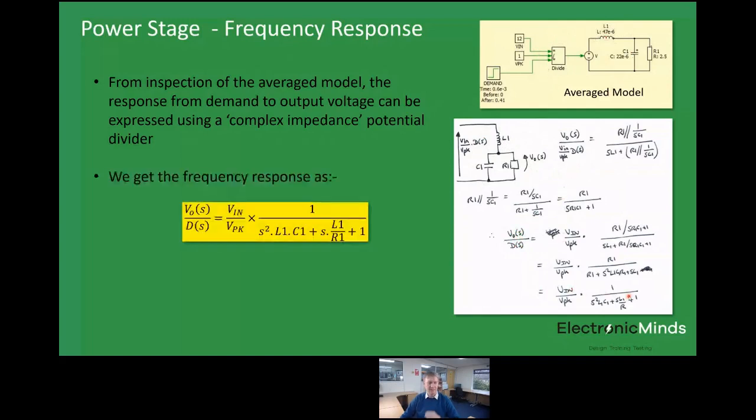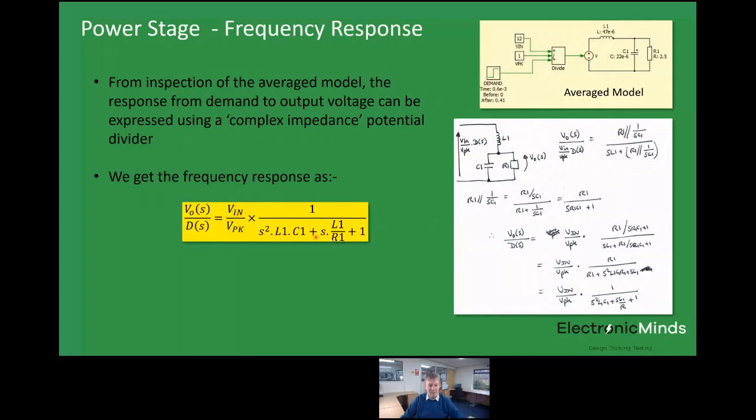And I've put that here just to make it a little bit clearer so you don't have to read my handwriting. You can see that we now get a frequency response given by this expression that you can see in the yellow. Firstly, we've got a DC gain term, which is the V in divided by V peak. And remember, for us, V in is 12 volts and V peak was 1 volt. So that gives us our factor of 12 or 22 dBs. So the DC gain works.